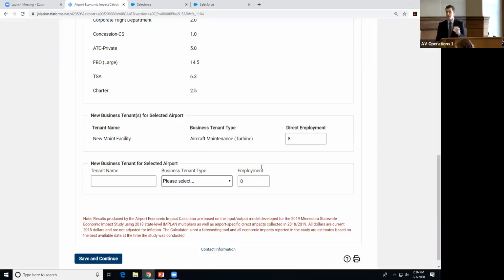There may be off-airport aviation-related entities, aerospace companies. That's not counted. We're kind of siloing it. It has to be on-airport and aviation-related. So, thank you.